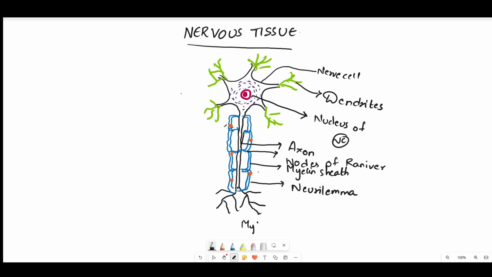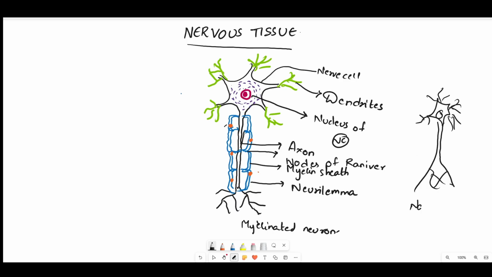If the same neuron is present without this myelin sheath, then that particular neuron we will call a non-myelinated neuron. So that is completely about its structure.